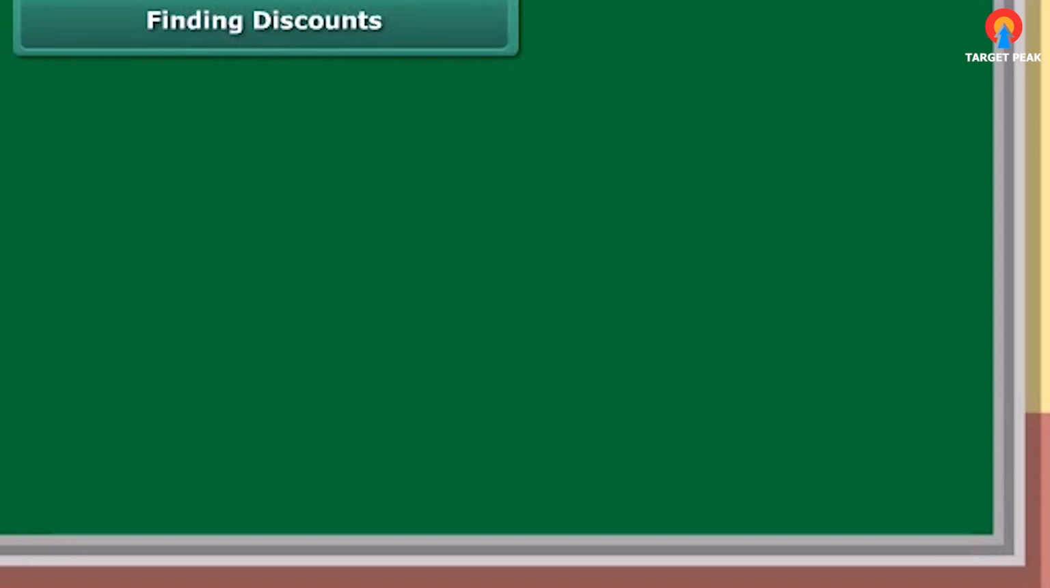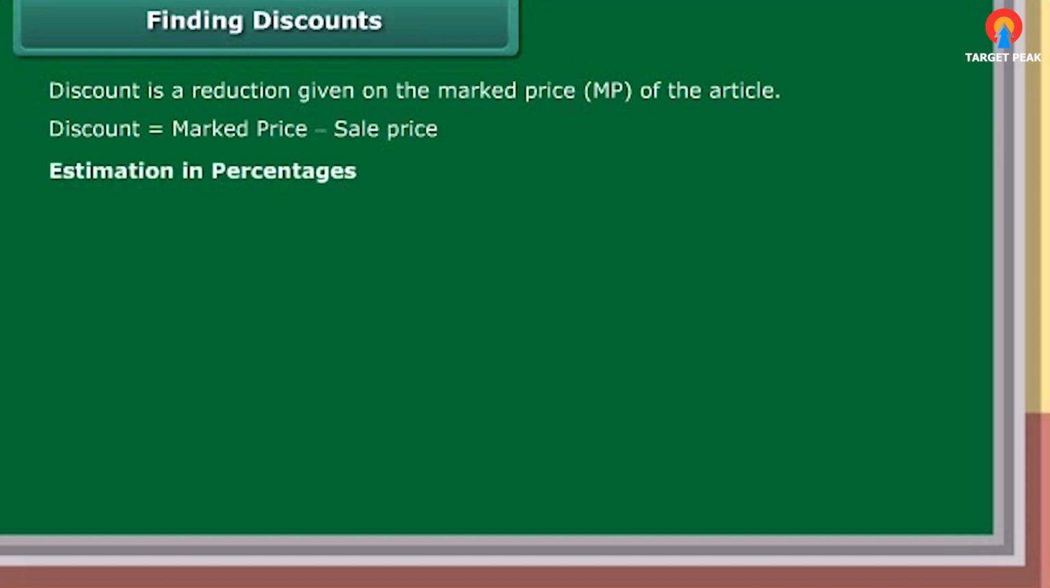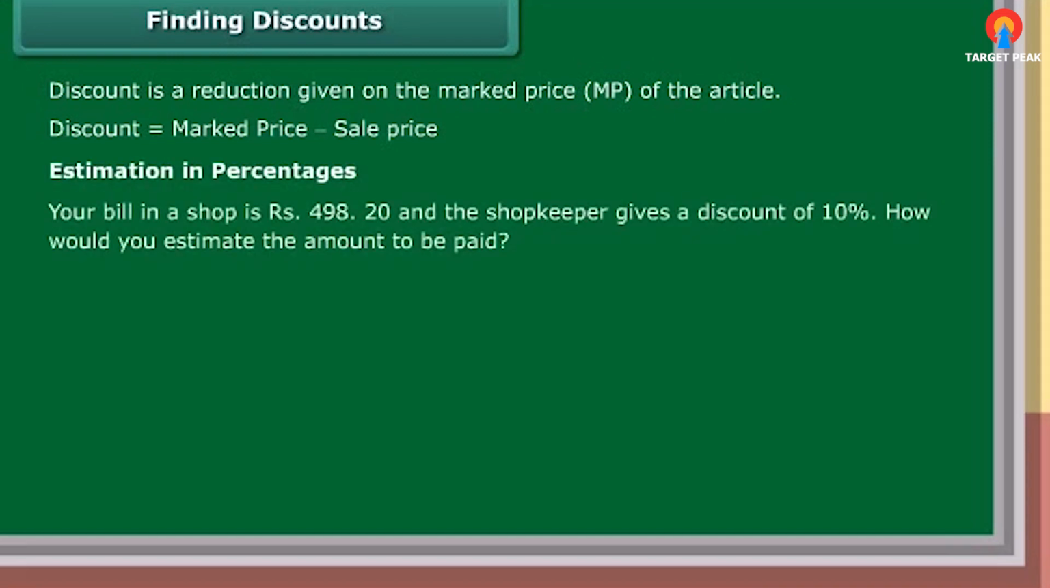Finding discounts. Discount is a reduction given on the market price MP of the article. Discount is equal to market price minus sale price. Estimation in percentages. Your bill in a shop is rupees 498.20 and the shopkeeper gives a discount of 10%. How would you estimate the amount to be paid?